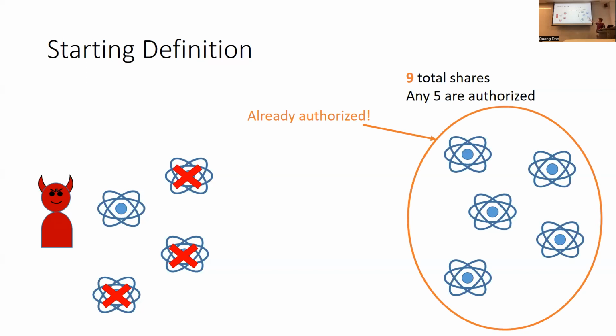For example, it could be the case that all of these shares that the adversary didn't receive are already authorized on their own. Right? So if we made 9 total shares, the adversary got 4, and then it gets the remaining 5 later, then just these 5 shares are enough to reconstruct the secret. It could have deleted everything, honestly.